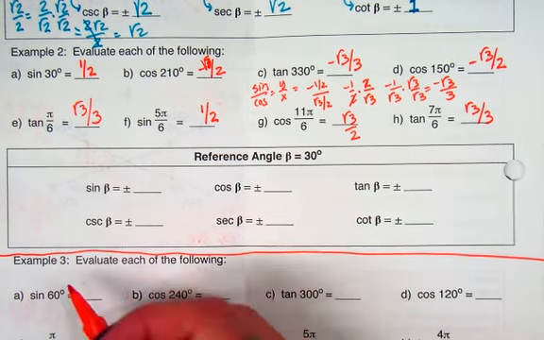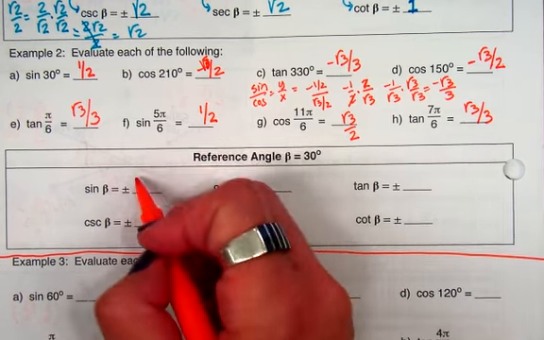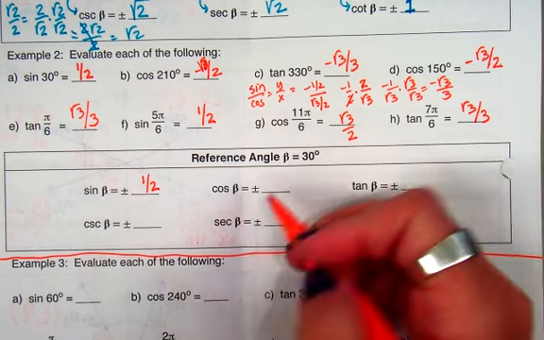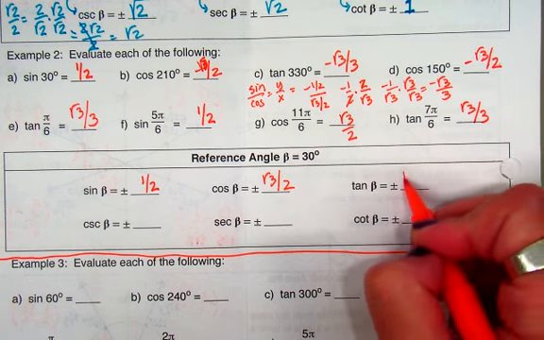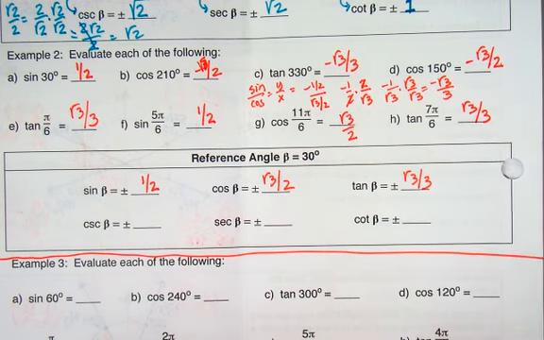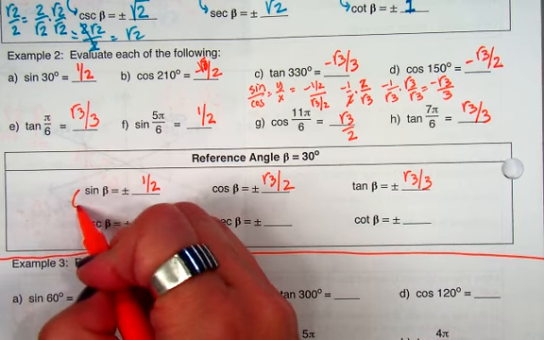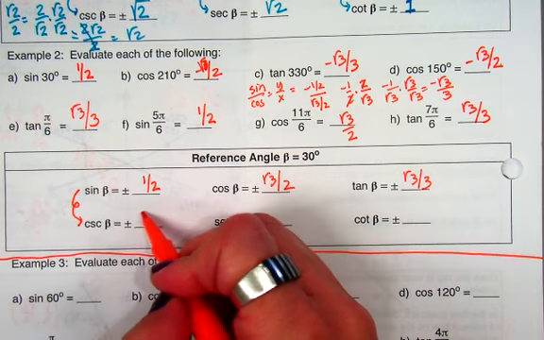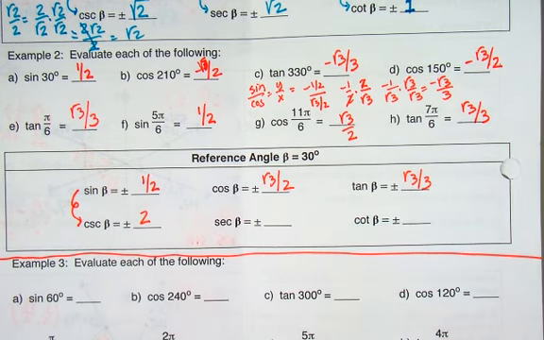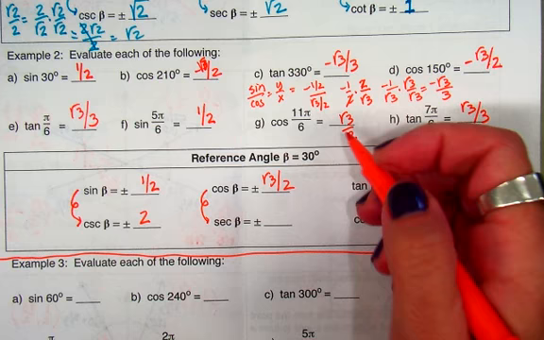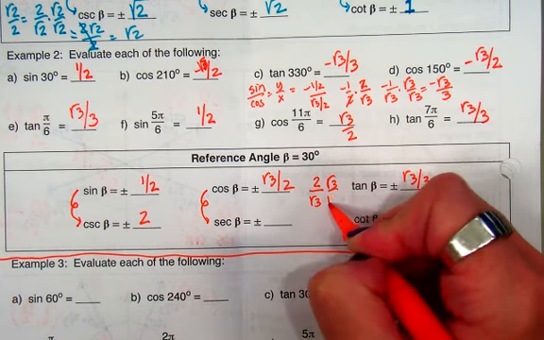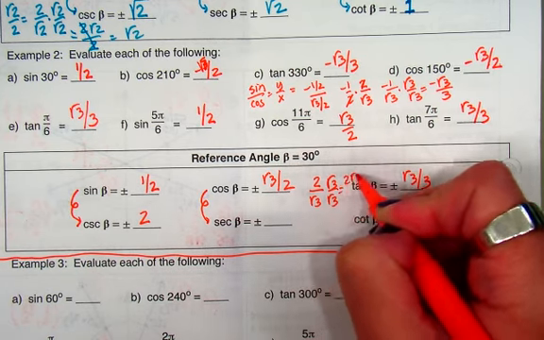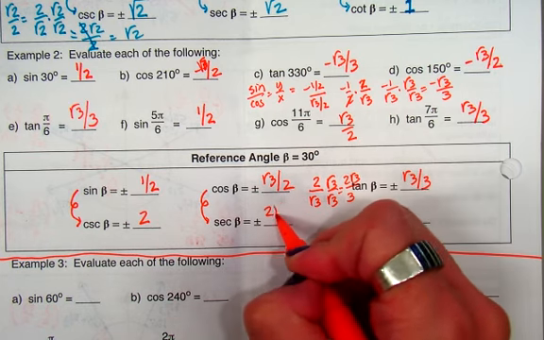Okay, so the sines, as we saw here, sine was always 1/2. Cosine was always root 3 over 2. Tangent was always root 3 over 3. All right, so let's do reciprocals. Reciprocal of sine is just 2. Reciprocal of cosine, we got to work that out. So we'll get 2 over root 3, we'll rationalize it, and we'll get 2 root 3 over 3.